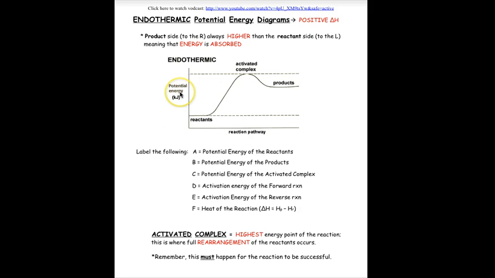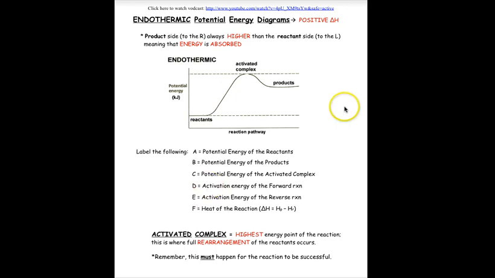The y-axis is energy in kilojoules, and you can see that the reactants have this much potential energy. The products have this much. So you can see the products, or what you end up with, has a lot more energy than what you started with, which means you gained energy. So this represents an endothermic potential energy diagram. In addition to that, you need to be able to label all 6 of these parts of any potential energy diagram, either one for endothermic or exothermic.